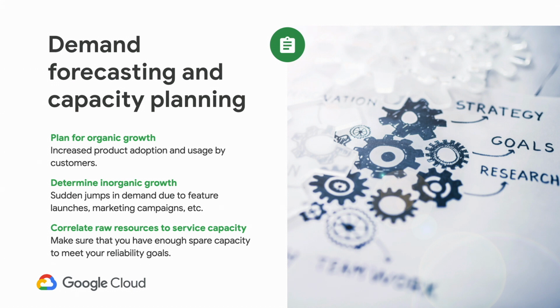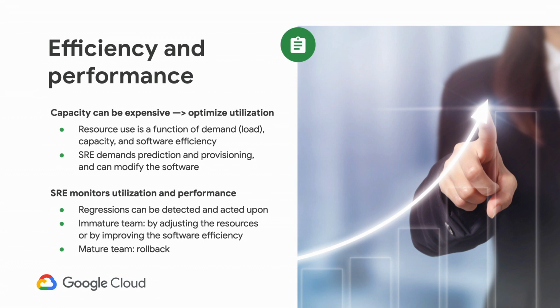In order to plan effectively, you need to be able to mathematically correlate the capacity of a service to the resources consumed by it, be it through heuristics or some kind of back-of-the-envelope calculation, and not just through intuition. On the other side of capacity planning is efficiency and performance. And someone needs to own this part as well.